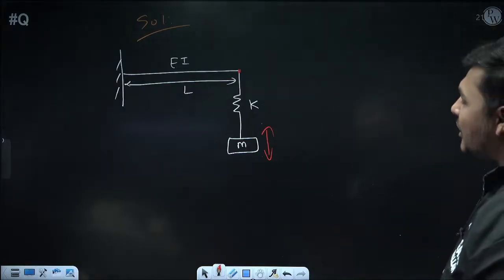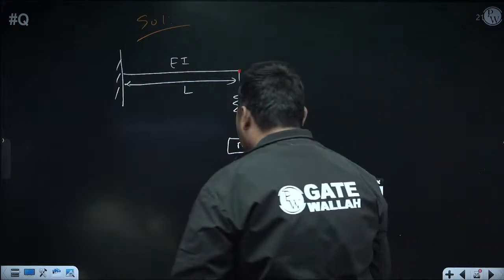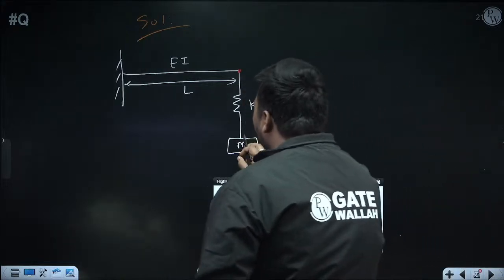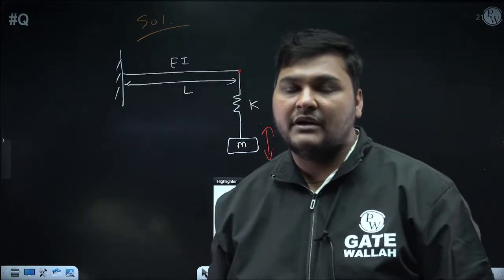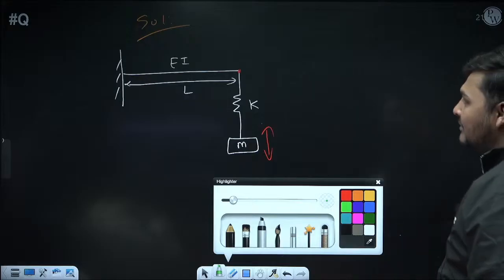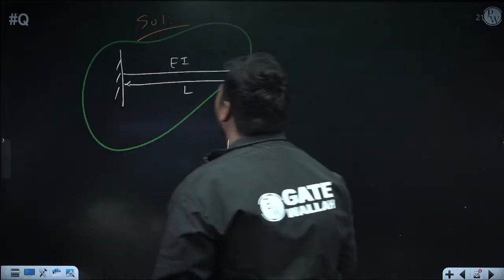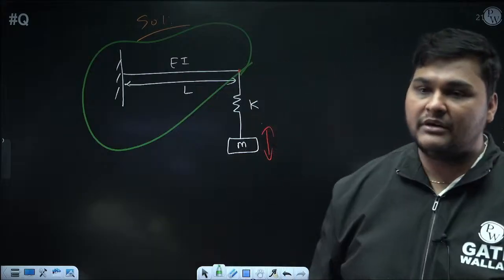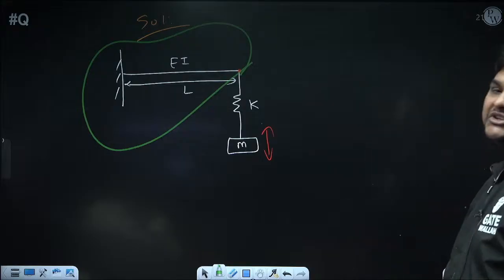Now what will happen? If this type of problem comes, we always draw the equivalent diagram. Equivalent diagram means this spring is directly attached to the mass, so here I can use series parallel arrangement. But the problem is this beam, because the stiffness of this beam is not directly given in the question. So what do I need to do? First I need to find the stiffness of this structure.